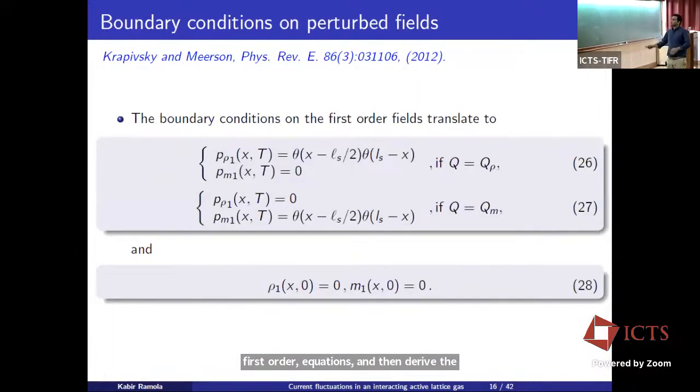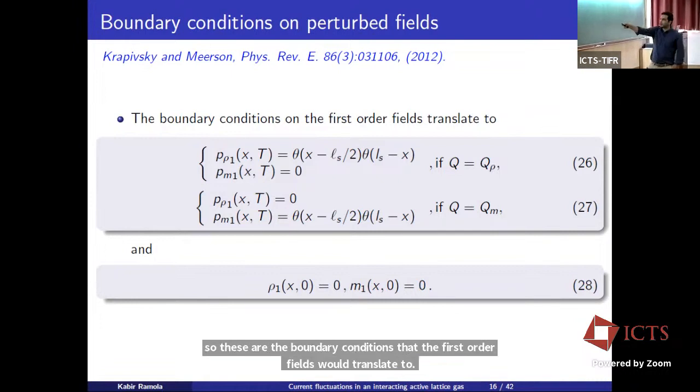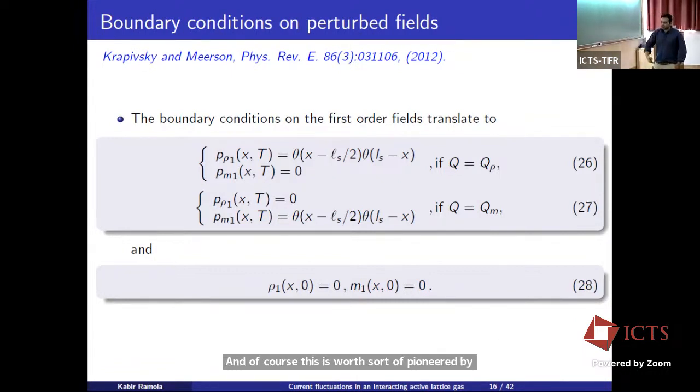Again, because you have the boundary conditions on the Q and the rho variables, you can simply translate it at every order. And so these are the boundary conditions that the first order fields would translate to. And of course, this is work pioneered by Krapivsky and Mallick. So we are just following that technique in order to extract it, but now with two coupled fields.